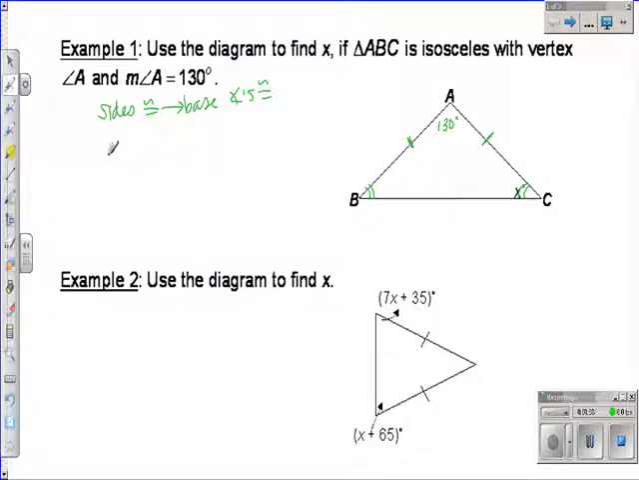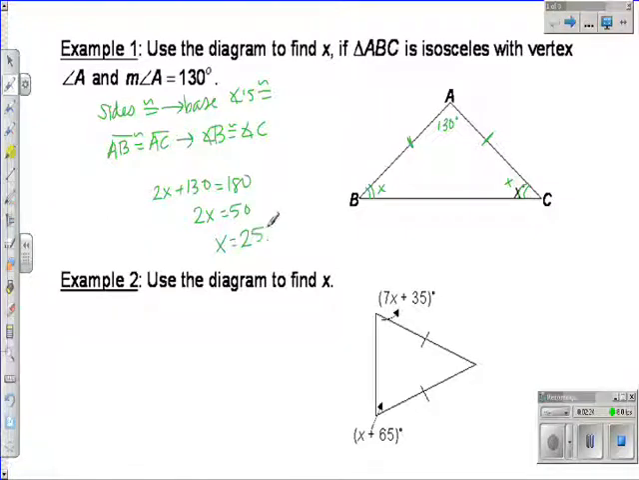So we know that since AB is congruent to AC because of the definition of isosceles, then angle B is congruent to angle C, which tells us that all three angles have to add up to 180. If we just call these X and X, then 2X plus 130 equals 180. 2X equals 50, so X equals 25 degrees.